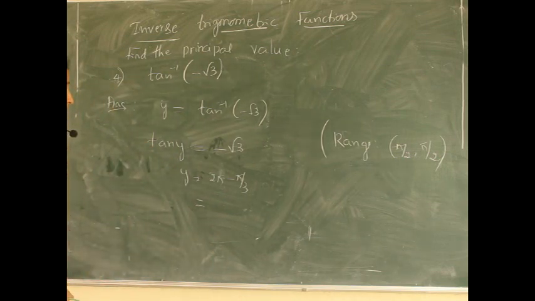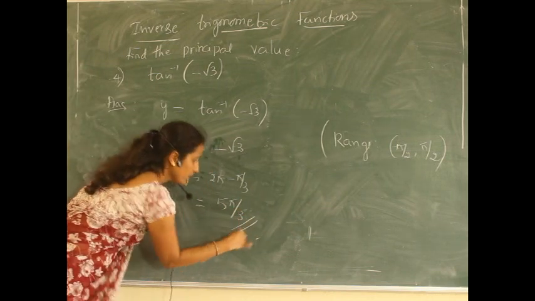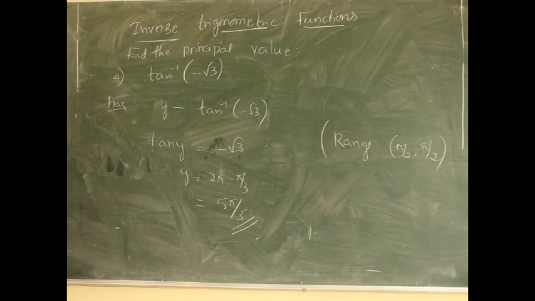So what is 2 pi minus pi by 3? That gives 5 pi by 3. Therefore, tan inverse of minus root 3 is 5 pi by 3. So this is the next problem.